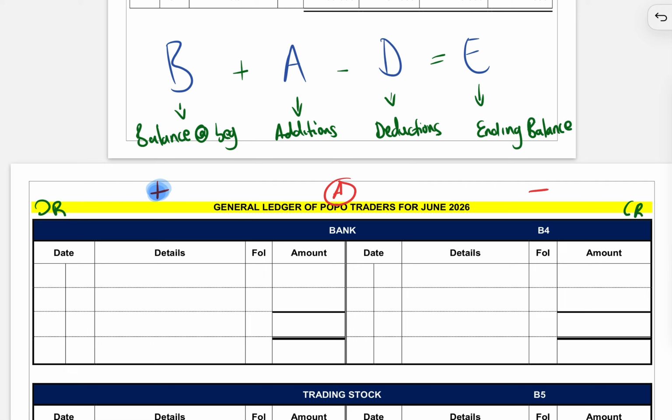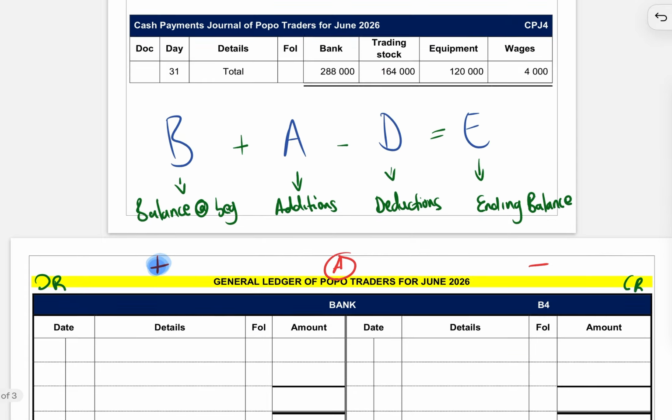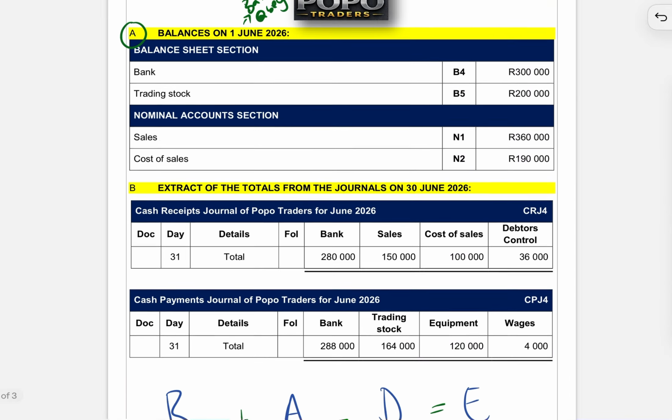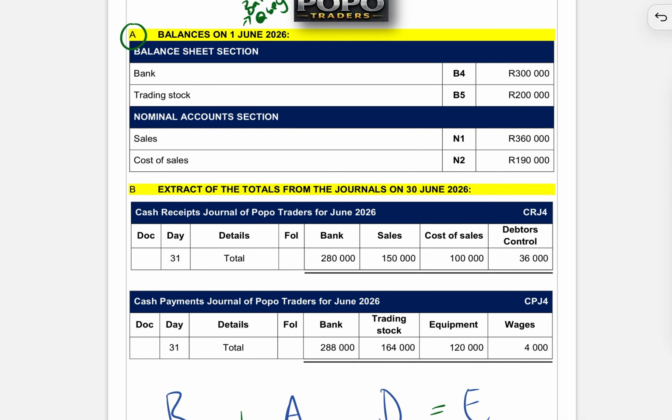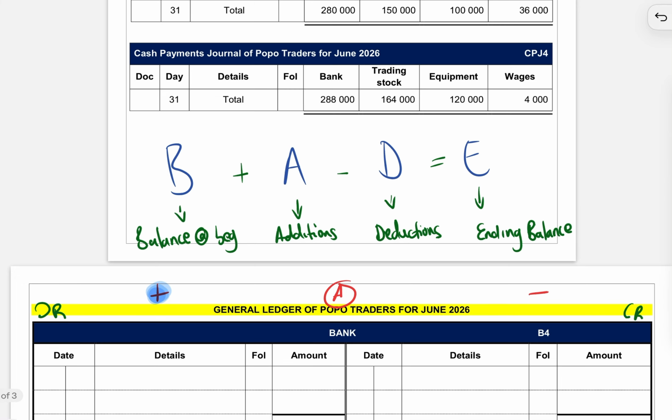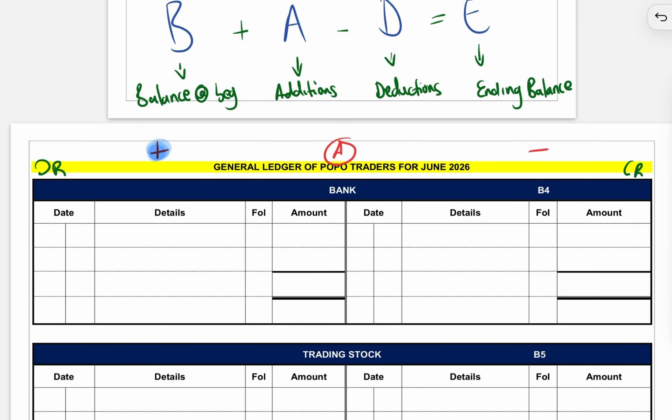If bank was negative, they were going to tell us that bank is negative and the balance should be on the credit side. But in this case, they are not telling us that information. So we assume that bank is positive. So let's go and check how much was in the bank at the beginning of the month. 300,000 was inside the bank account at the beginning of the month. So we need to show it inside the bank T account.